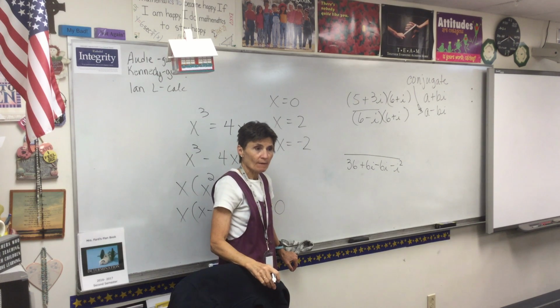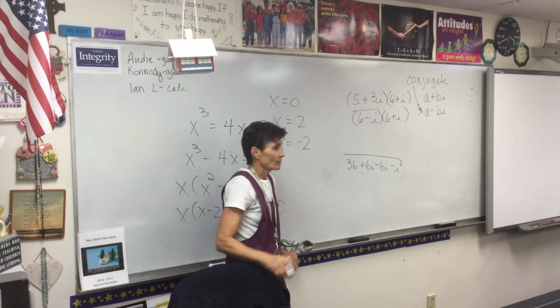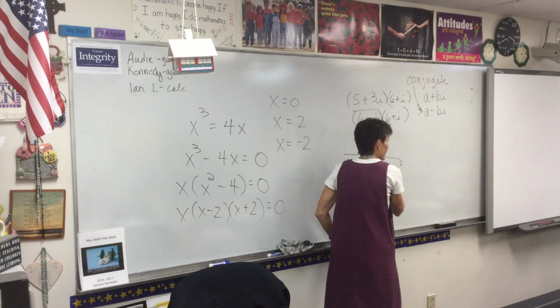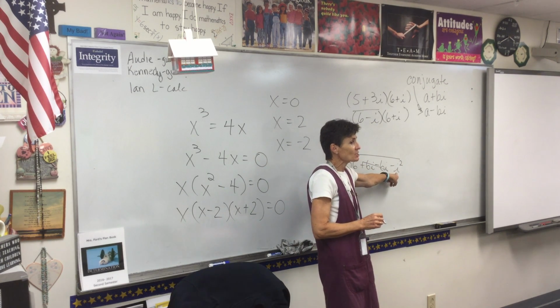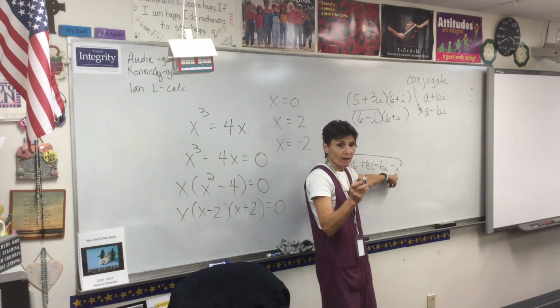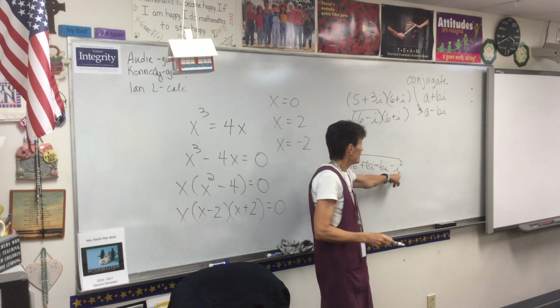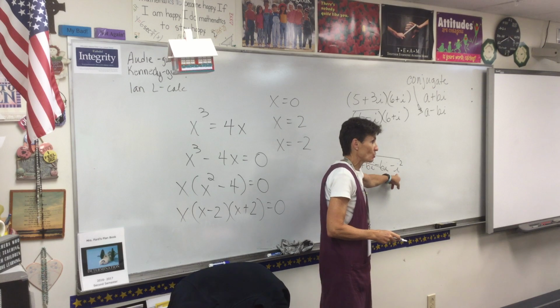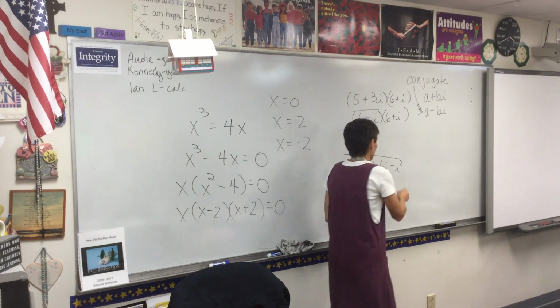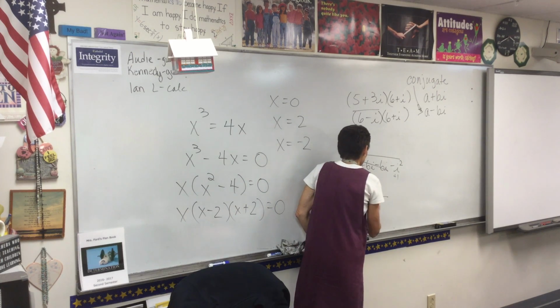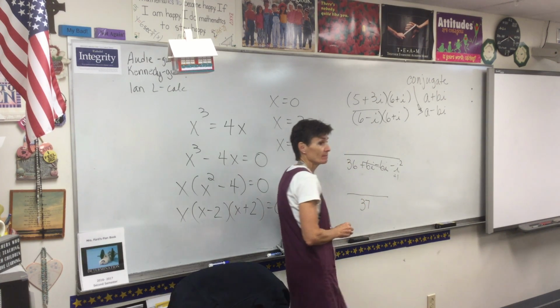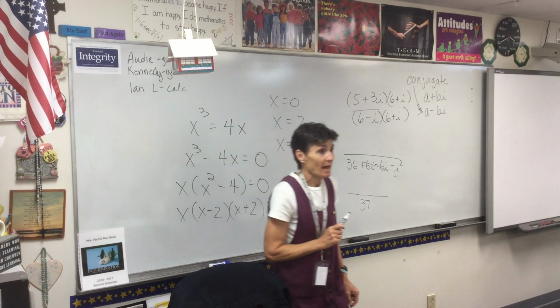What do you notice? These cancel, right? Yep. And what do we know about i squared? i squared is -1, so negative i squared will be +1. So the bottom is just 37? Yep. That's why we did that.